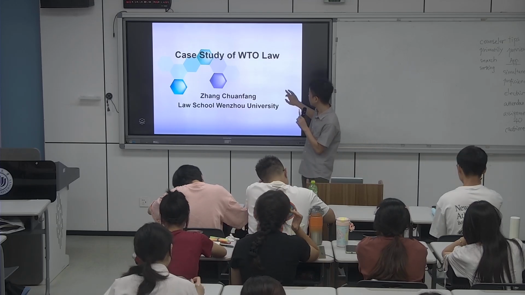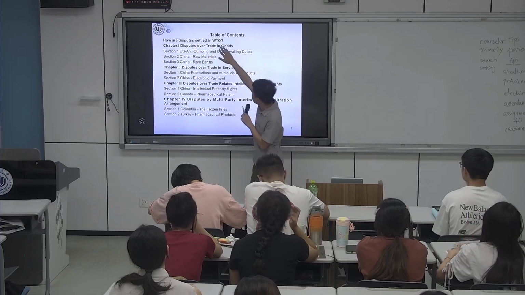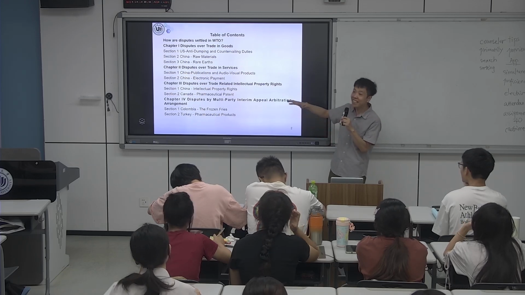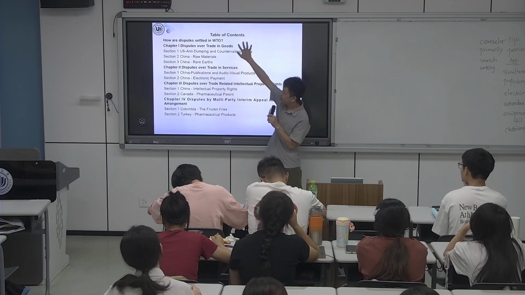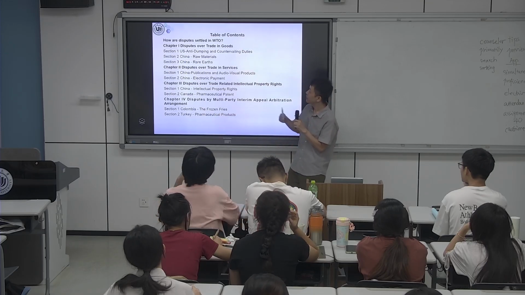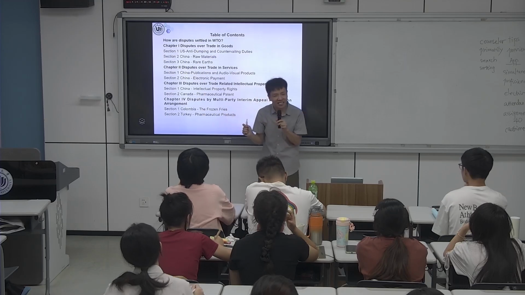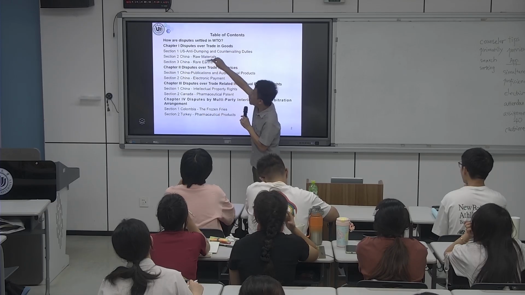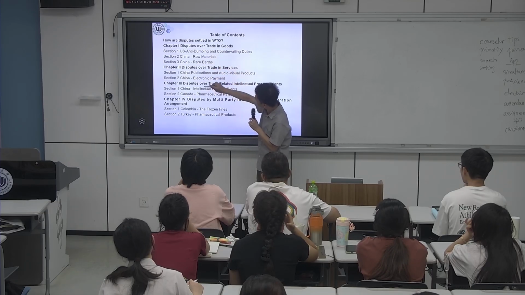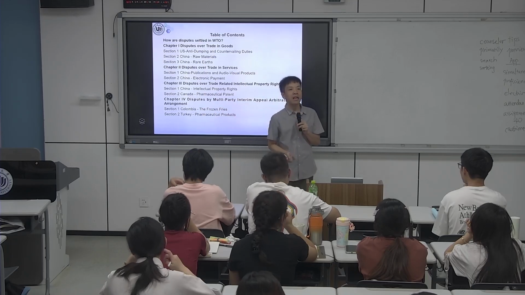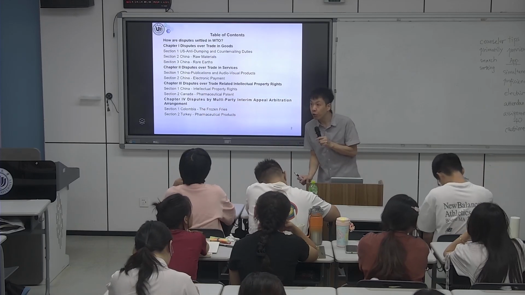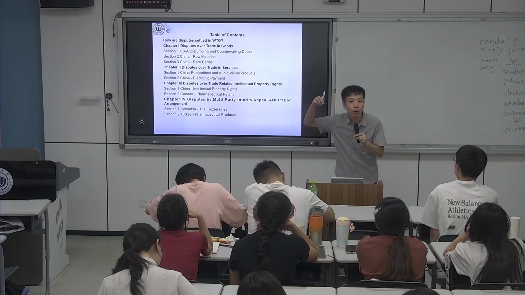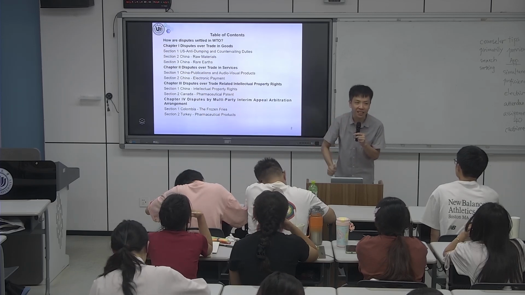As you can see, in the table of contents, how many cases are there in total? How many sections are there? 1, 2, 3, 4, 5, 6, 7, 8, 9. There are 9 cases in total, 6 of which involves China.